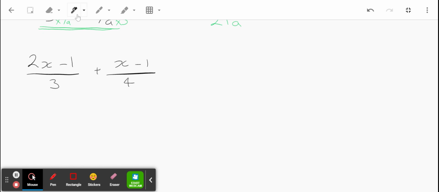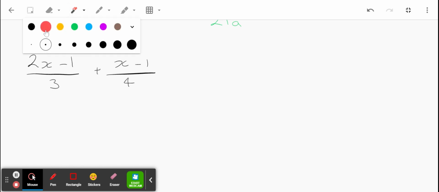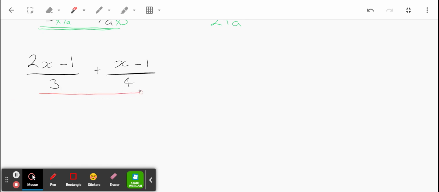If I look at my denominators, 3 and 4, 3 times 4 is 12. There's no other number that both 3 and 4 go into, so I'm going to make 12 my denominator. To make 12 the denominator, I need to multiply this 3 by 4. If I multiply the bottom by 4, I need to multiply the top by 4. So what I need to do is multiply this whole top term by 4. So I'm going to have 4 times 2x minus 1.